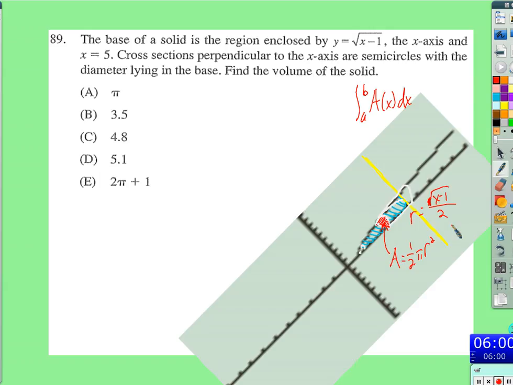So plug that in. The area is 1/2 pi times r squared. Pi over 2 times, so this squared is just x minus 1, and 2 squared is 4. So we could write this as pi over 8 times x minus 1. That's the equation for the area, a simple looking guy.